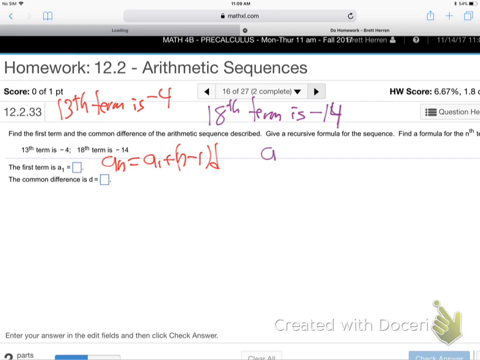Plug in your stuff for both of them. Right? Plug in what you can.